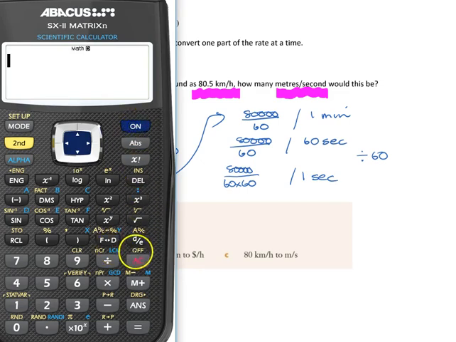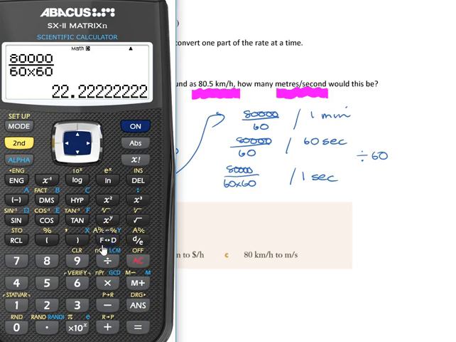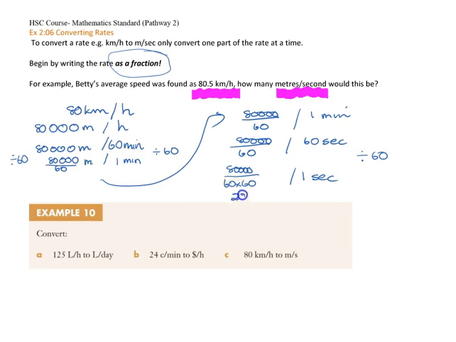So I'll turn it on. Set it up with our fraction. We've got 80,000. And in the bottom, we can write this 60 times 60, just like that. And our answer would be that, which you might choose to convert to a decimal, which is, as you can see, 22.2 repeating minutes per second.